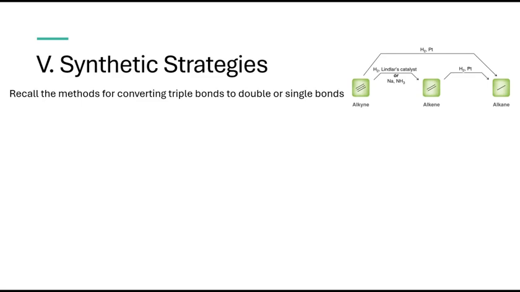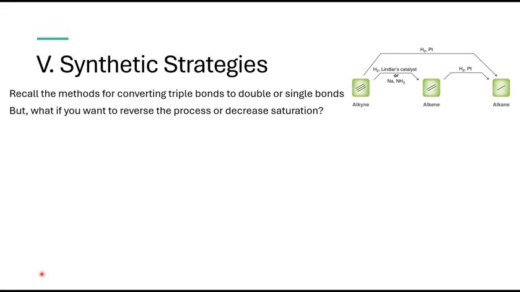5. Synthetic strategies. Recall the methods for converting triple bonds to double or single bonds. An alkyne can be converted directly to an alkane through the use of hydrogen over a platinum catalyst, or it can be converted to an alkene: a cis-alkene using Lindlar's catalyst and hydrogen, or a trans-alkene using sodium and ammonia. The alkene itself can be converted to an alkane by using hydrogen and platinum.